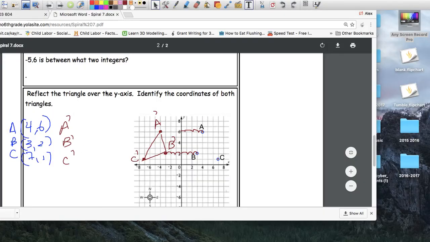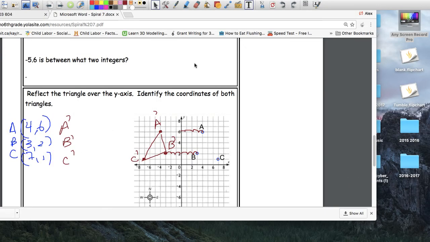Okay, so point A is negative 4 and 6. Point B is going to be negative 3 and 2. And point C is going to be, remember, it's almost the same except it's going to be negative 7 and 1. Notice that what stayed the same was the y, and what changed was the x value. 1 became negative.